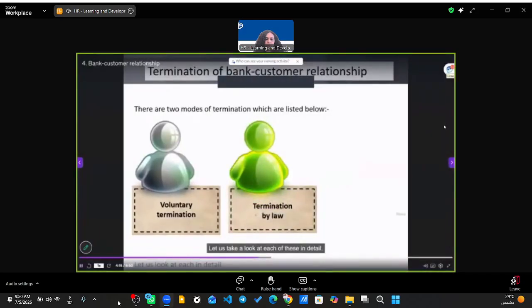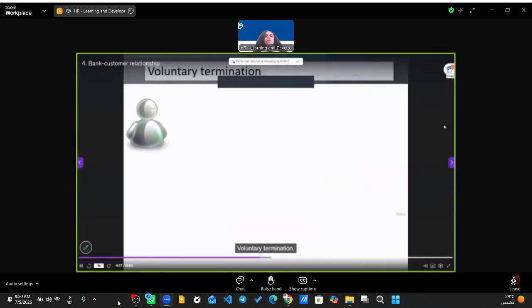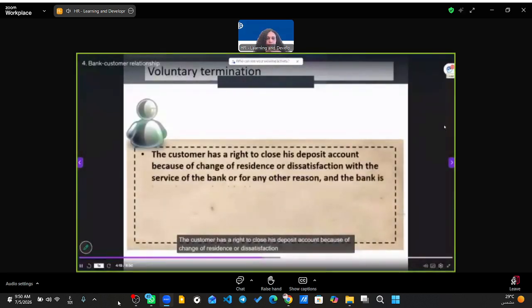Let us take a look at each of these in detail. Voluntary termination. The customer has a right to close his deposit account because of change of residence or dissatisfaction with the service of the bank or for any other reason, and the bank is bound to comply with this request.